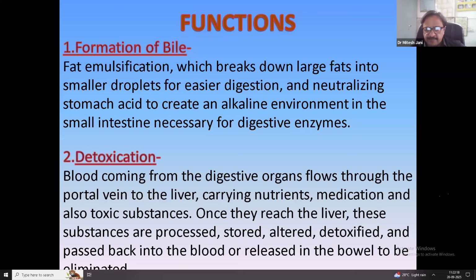So the portal vein carries not only the deoxygenated blood, but also the nutrients, medication, and toxic substances, which are drained with the help of the superior mesenteric vein. Once they reach the liver, these substances are processed, stored, altered, detoxified, and passed back into the blood, or released in bile to be eliminated.